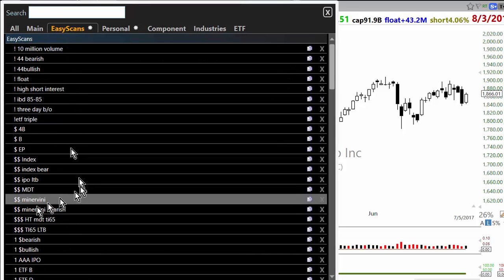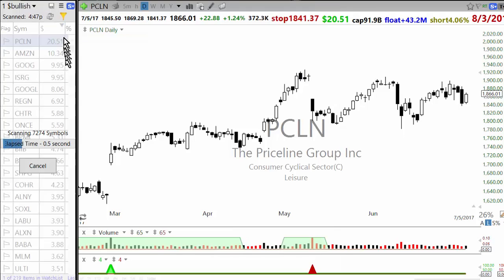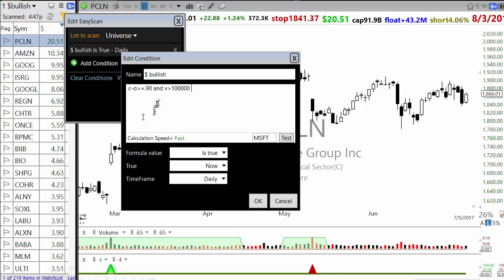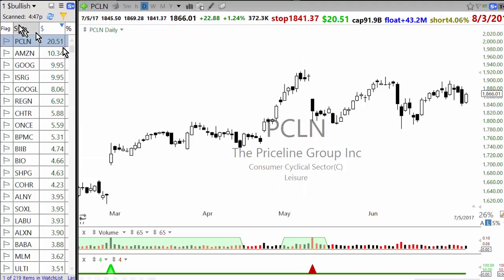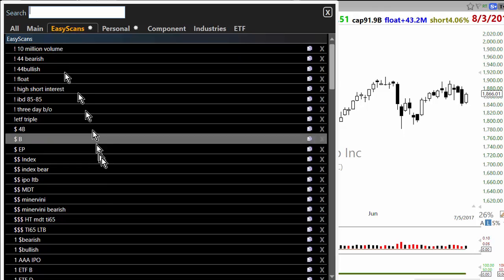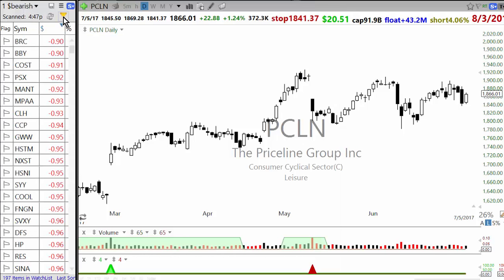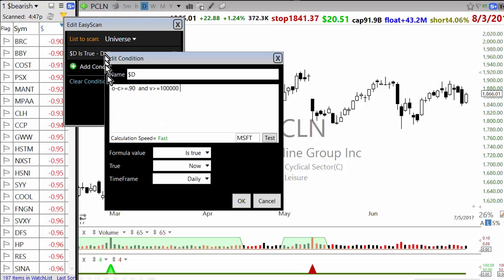And similarly, we run a bullish scan which is the dollar breakout scan. The dollar breakout scan is on the universe, and on that we run a scan for stocks which are up 90 cents plus and which have a volume of 100,000. Similarly, if you use the bearish scan, you will get 197 candidates today, where the universe is filtered for stocks down 90 cents.